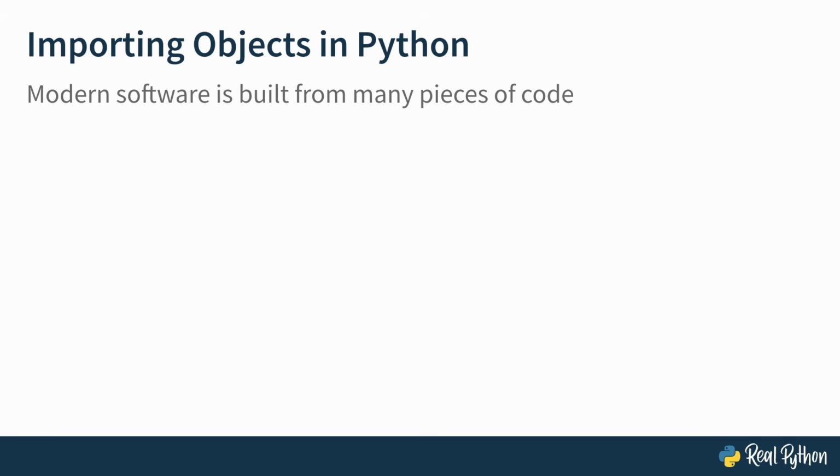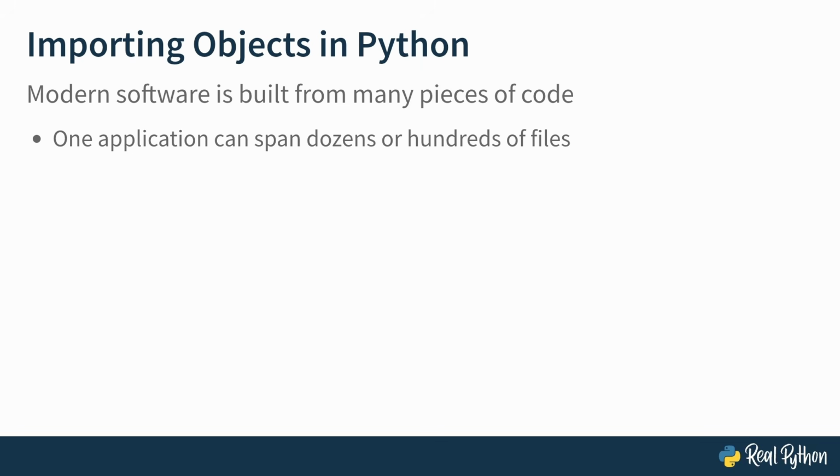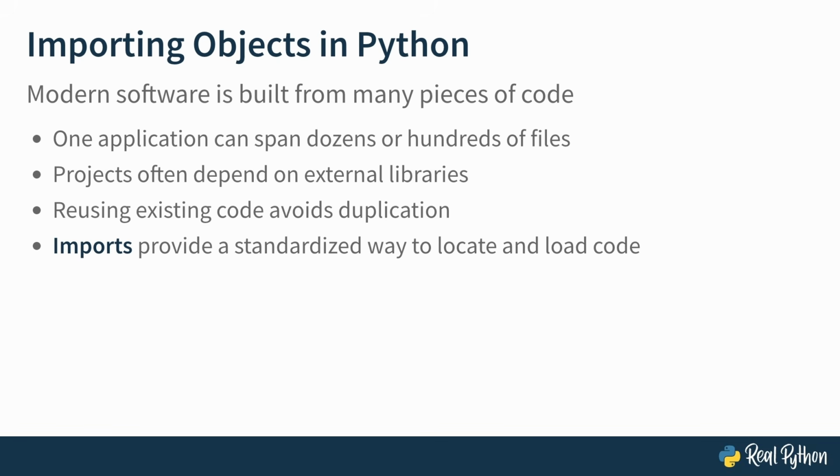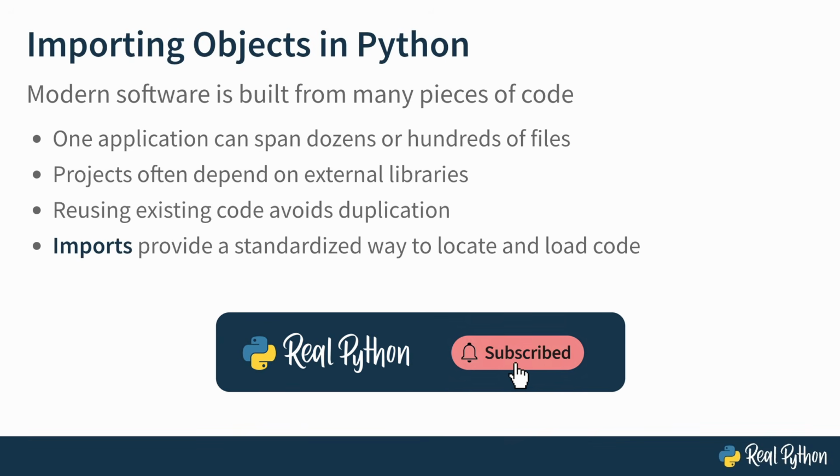Why do we need imports anyway? In modern software development, it's unfeasible to build an application in a single file. Instead, programs are built from many pieces of code. One application can span dozens, hundreds, even thousands of files. Projects become complex, often depending on many external libraries. By writing code in one place and running it elsewhere, you can reuse existing code to avoid duplication. And with all of this internal and external code used and reused in multiple locations, imports provide a standardized way to locate and load code.